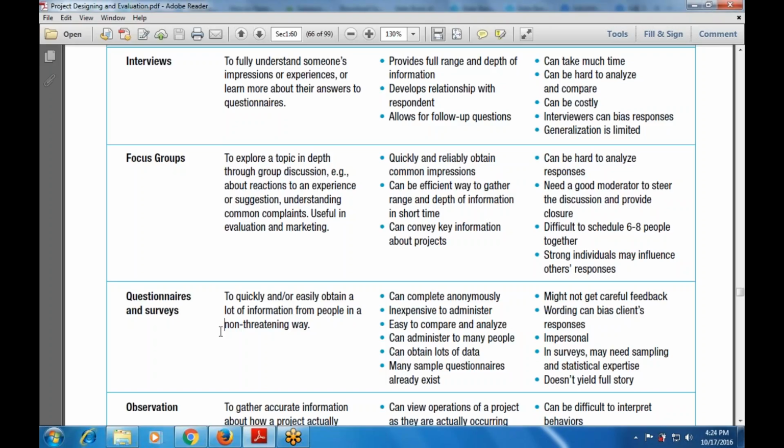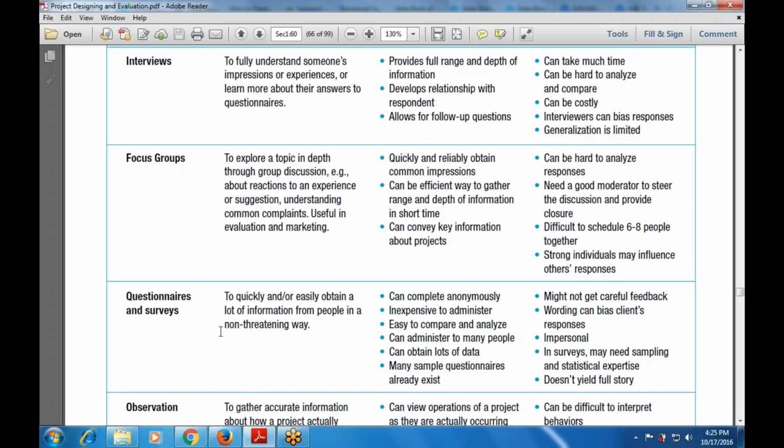Then what are the various challenges over here? So you might not get careful feedback in the case of questionnaires. Then wordings can bias client responses. So whatever wordings are given can bias the client responses. Then it is impersonal, as said, and surveys may need sampling and statistical expertise.